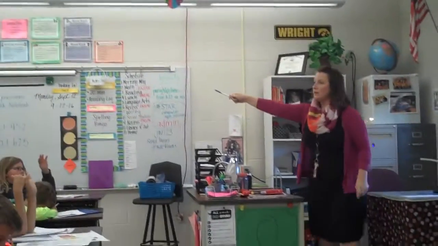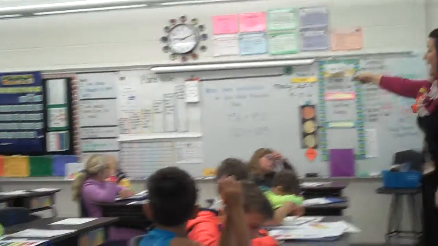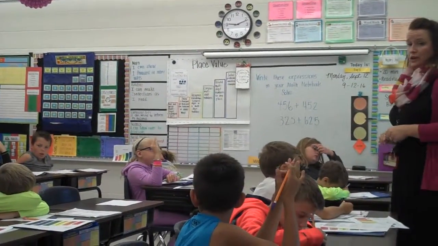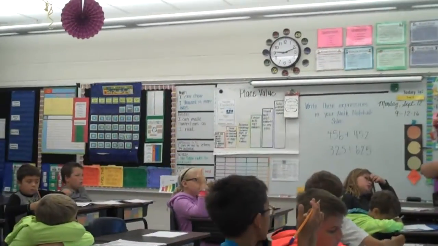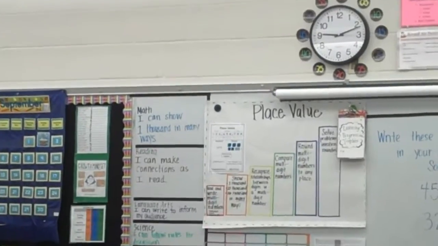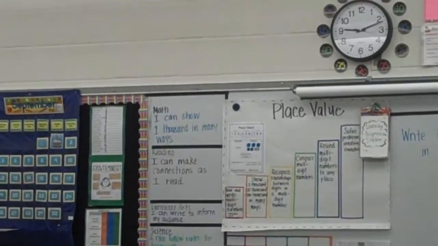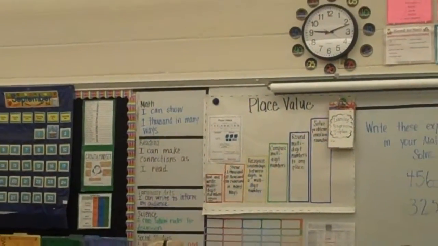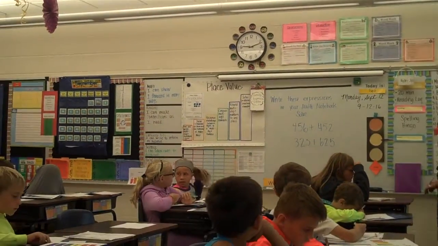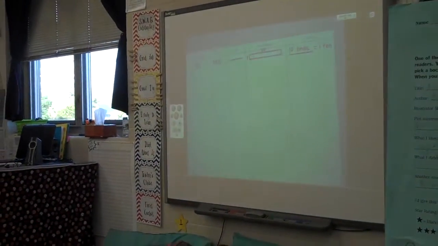Is that our learning target? I can show 10 in many ways. Is that our learning target? No, it's not our learning target. We've got to get all the way to 1,000, don't we? Okay, so let's try 1,000. Just kidding, 100. We get to do 1,000 later. Okay, how are we going to show 100 standard form?